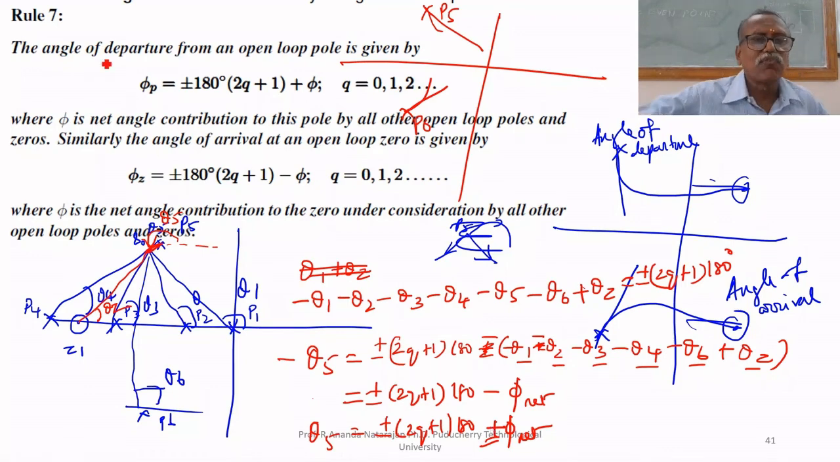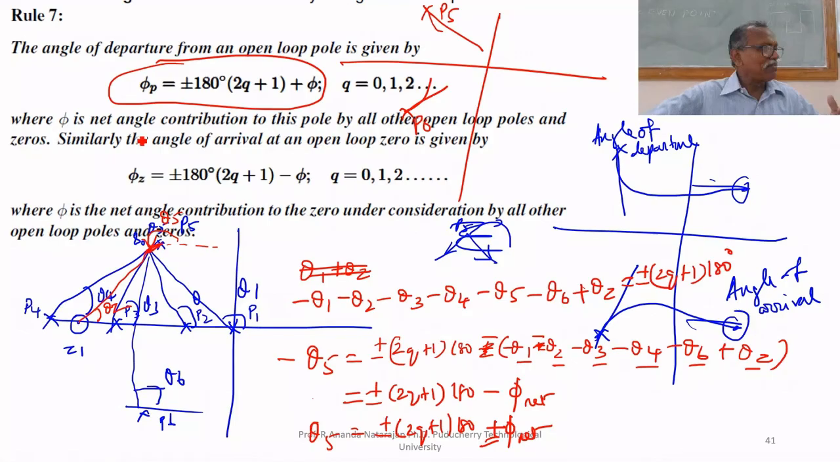So this is the formula. I am calling it phi 5 because we found it for the fifth pole; generally we can call it phi P, or phi Z. If it is for the angle of arrival, it means phi Z. For phi Z it is minus, for a pole it is plus. That is the only difference.